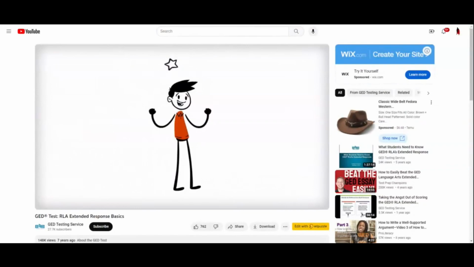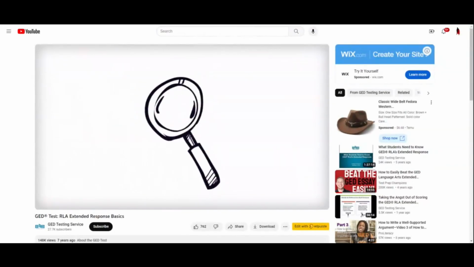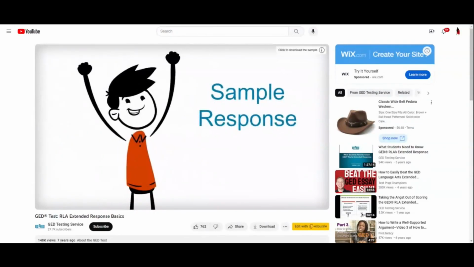Okay, now that you know the basics of the extended response, you can take a look at what a perfect scoring extended response looks like. Download the sample extended response to review. You can also download the instructions and passages so you can practice your own GED test extended response.